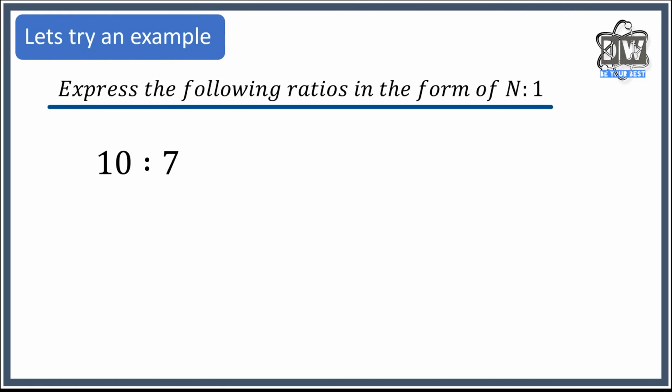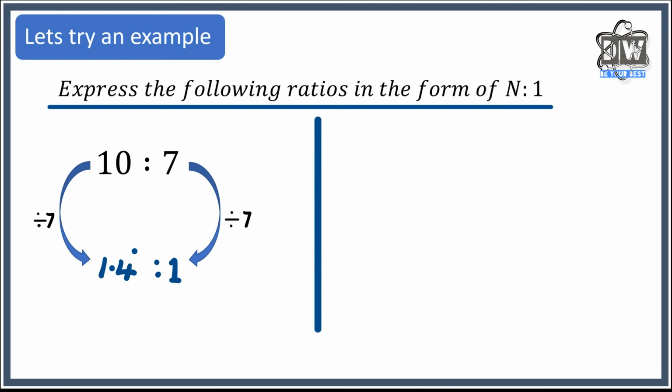Okay, so we're making that back number into 1 again. So we're going to divide it by 7. And whatever we do to that side, we do to the other side. And we're going to end up with 1.4 recurring to 1. And I really hope the last question before we move into the quiz, there we go. Give that one a go and come back and see if you've got it bang on.